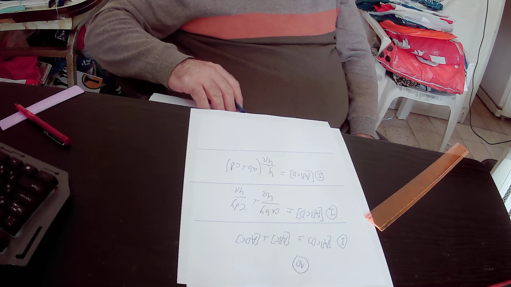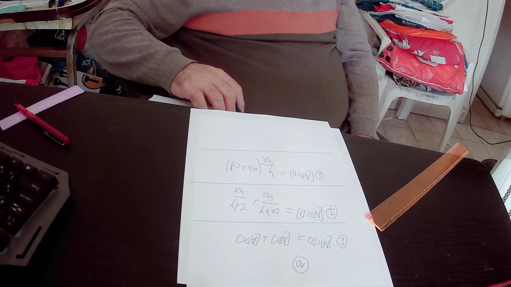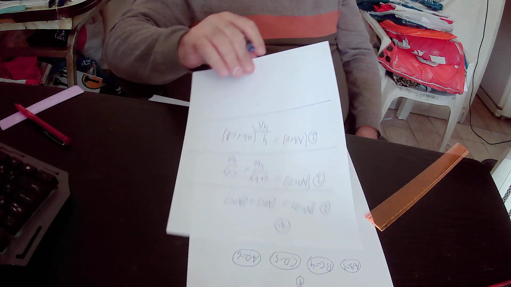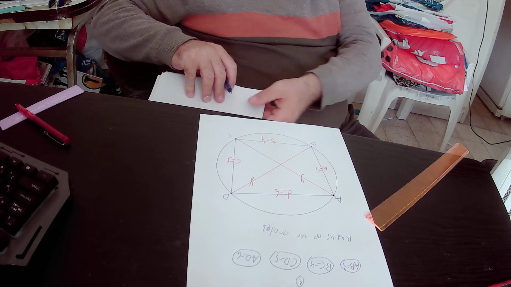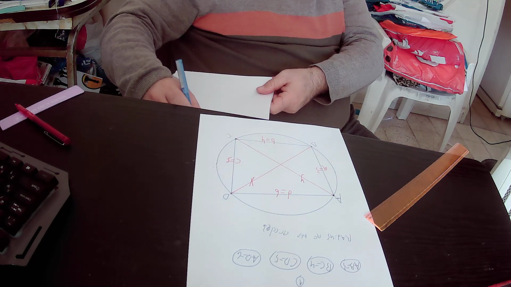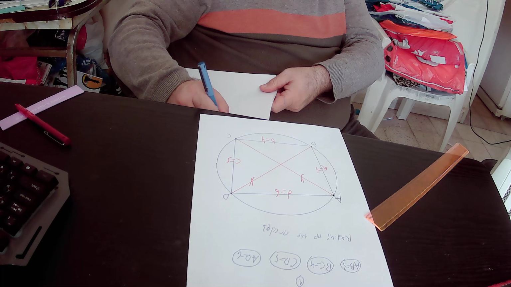Okay, so this will be our first equation for the area of quadrilateral ABCD. Then we will focus on triangle BDC.